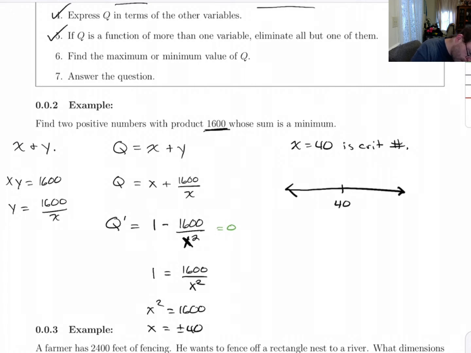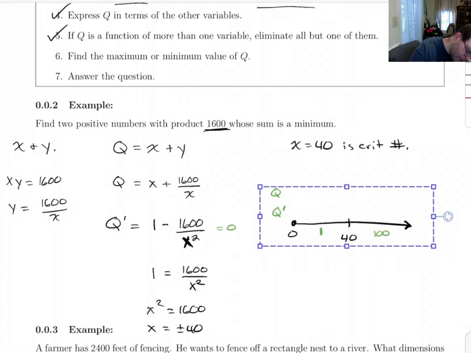Normally I would go from one end to the other. But since these have to be positive, instead of going all the way back on the real number line, I'm going to stop at 0. So let's pick two numbers to plug in. I'm going to plug in 1, and I'm going to plug in over here 100. And we're going to see what that does to q prime, and in turn what that tells us about q.